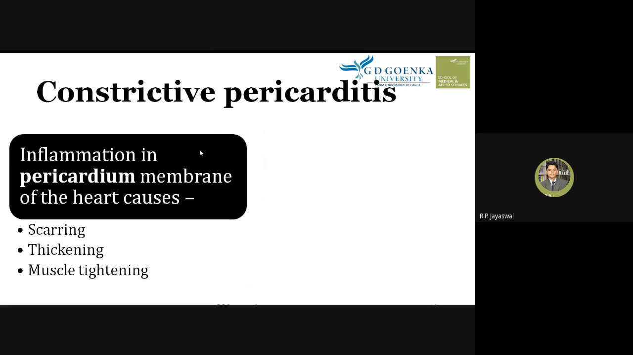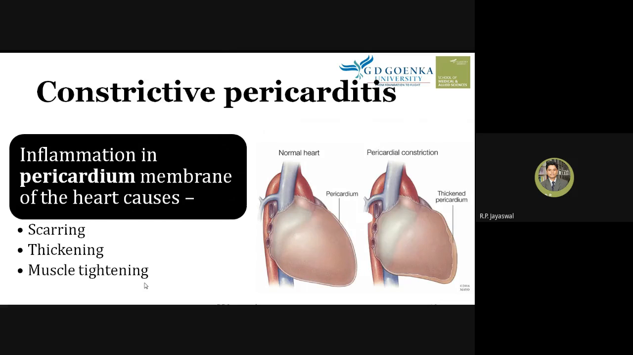Inflammation in the pericardium membrane of the heart causes scarring, thickening, and muscle tightening. So these are the changes that take place in the pericardium membrane. There is scarring, there is thickening, and there is muscle tightening. You can see in the image the thickened pericardium. The pericardium layer is very thickened, and this is what we call pericardial constriction, or constrictive pericarditis.